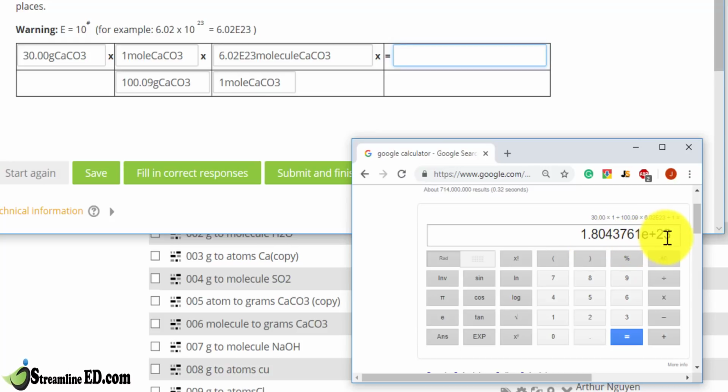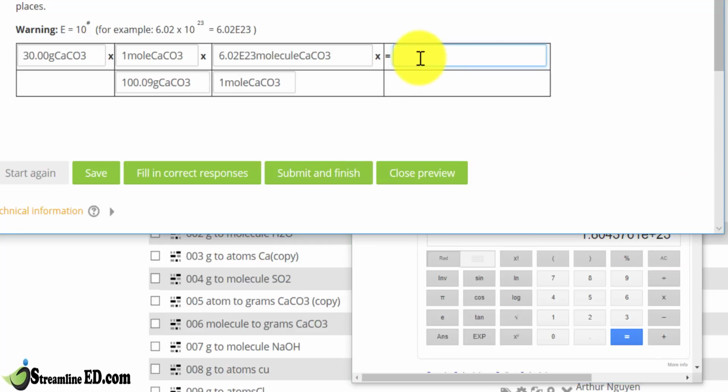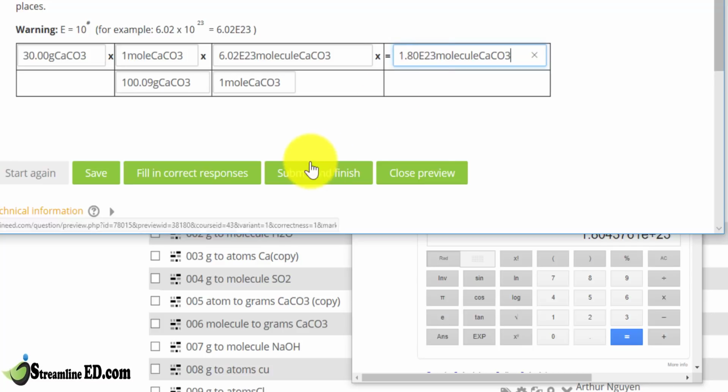And the result is 1.80e23. That means 1.8 times 10 to the 23rd. But we are going to type in 1.80e23. Well, in this case, what's the unit that's left? Molecules of calcium carbonate. Then we are done.